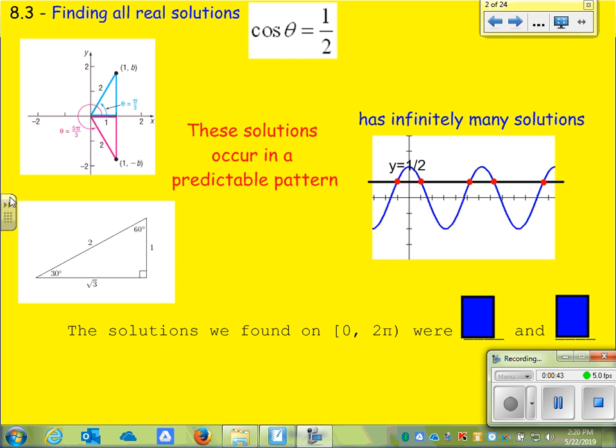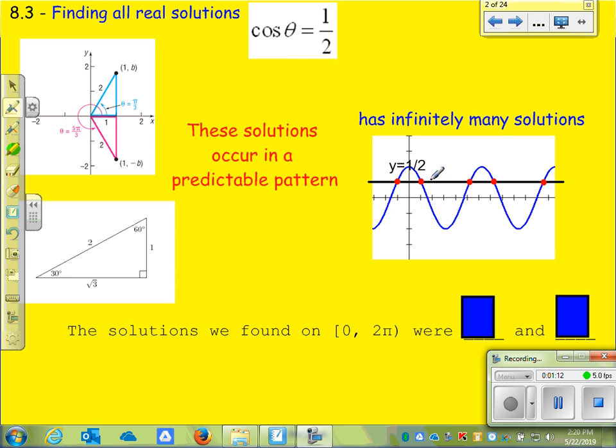So when I look at cosine of theta being 1/2, I've talked about only those solutions that are between 0 and 2 pi. However, that's because the unit circle only goes from 0 to 2 pi. When I actually look at a graph of a cosine function that intersects y equals 1/2, you'll see that this will have infinite solutions because I can keep this graph moving on. So the solutions will occur in a very predictable pattern.